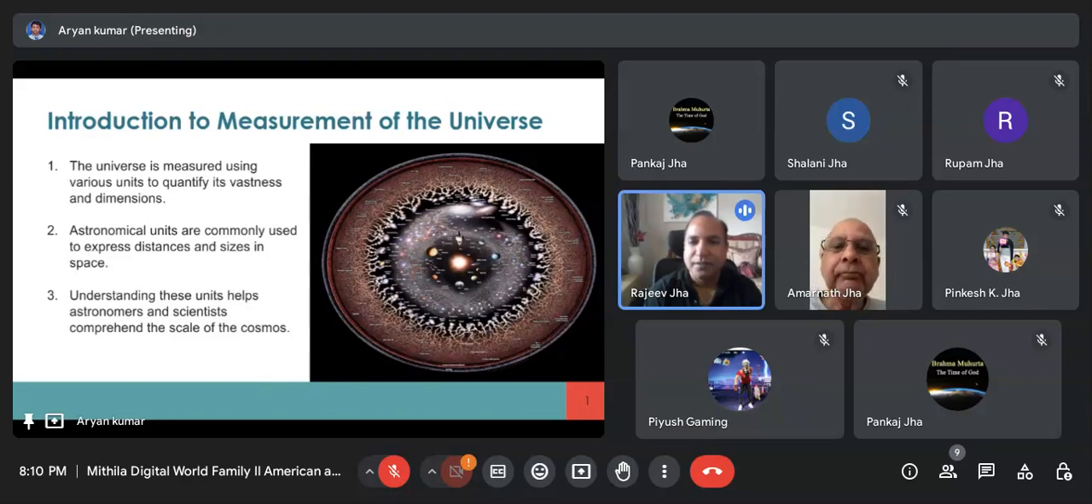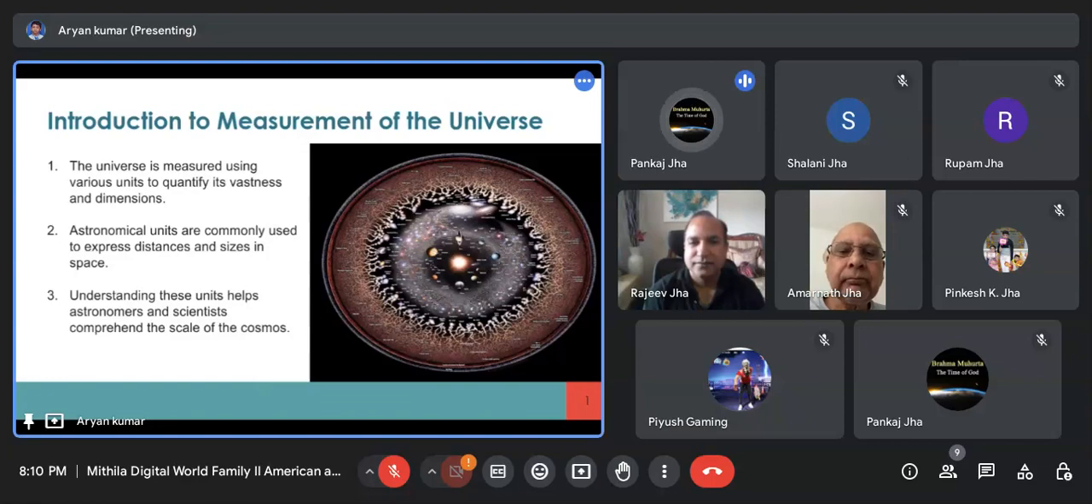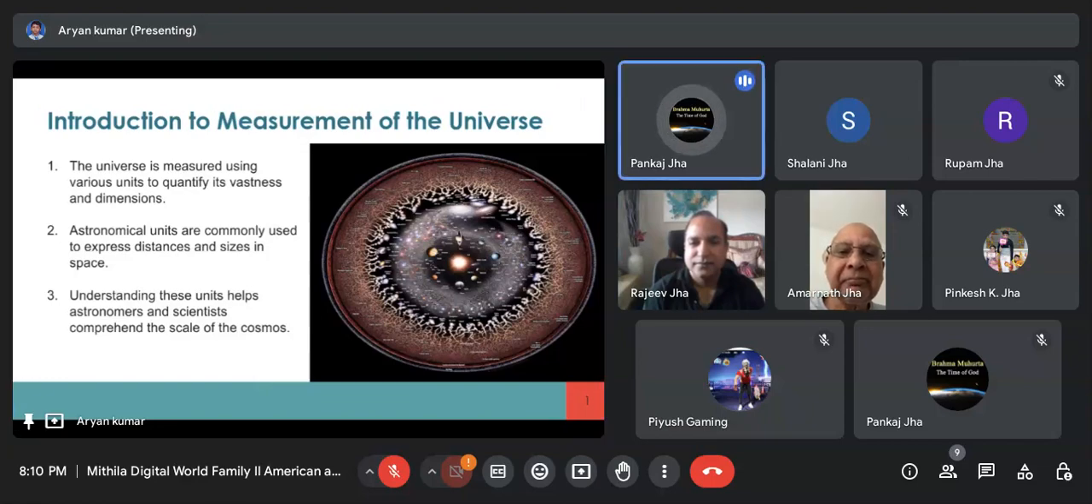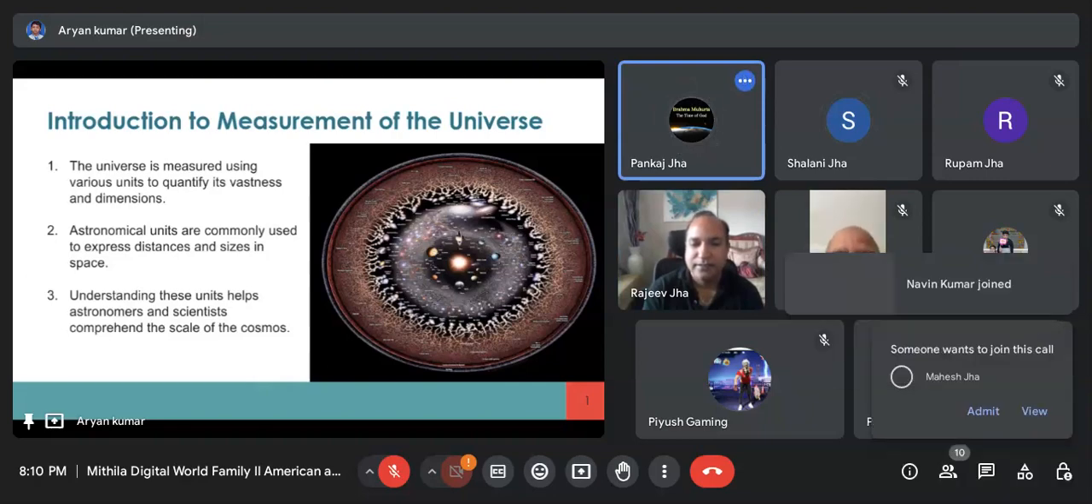Shalini, Sakshi, anybody? Shalini, do you have any idea regarding measurement of the universe? I have no idea about measuring the universe, sir, but about measuring any unit. Like what is a unit of measurement, and which types of measurement we have. Meter, feet, kilometer.